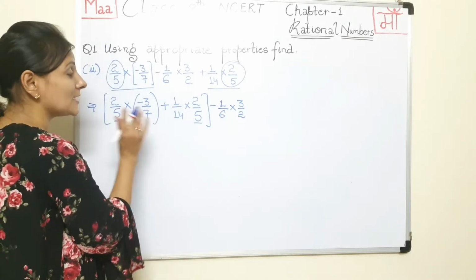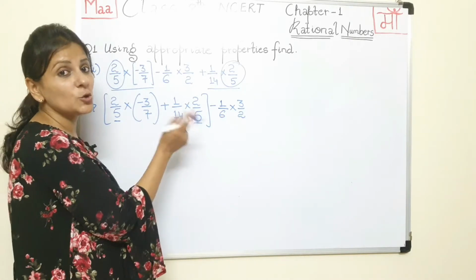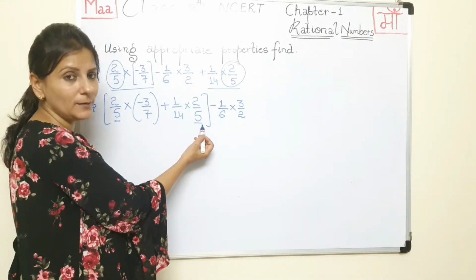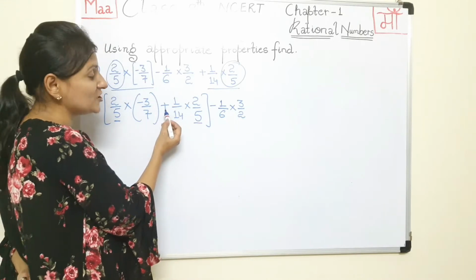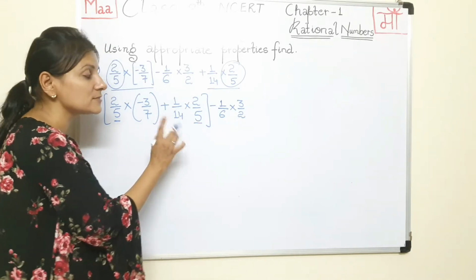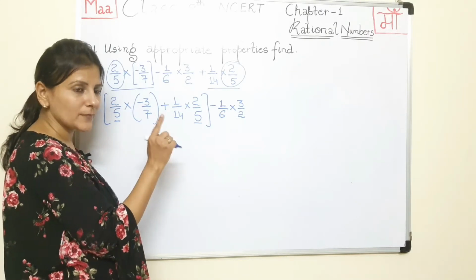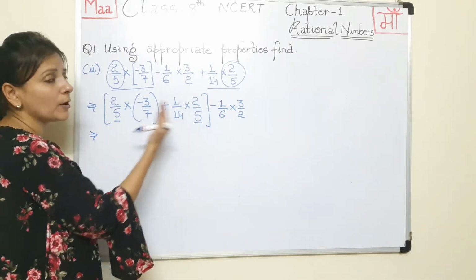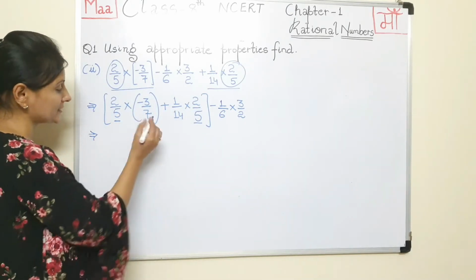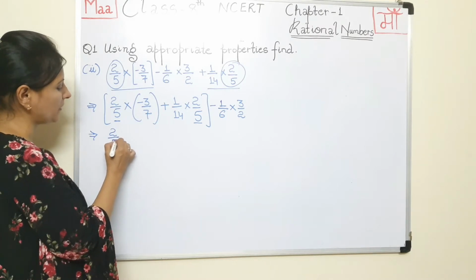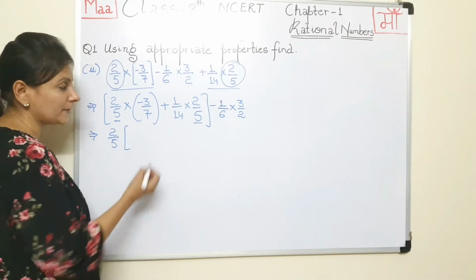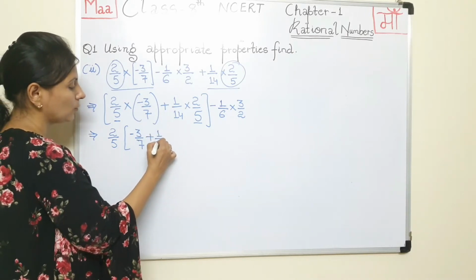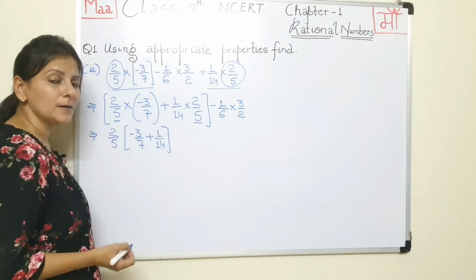Now this is again the distributive property of multiplication over addition, because by distributive property 2 upon 5 is common here, multiplication sign is there and addition sign is there in the center. So it is distributive property of multiplication over addition. Now in the next step, we will bring this 2 upon 5 outside the bracket. We will take it as common. So 2 upon 5 will come common, and inside the bracket what will remain? Minus 3 upon 7 plus 1 upon 14. So this will come inside the bracket.